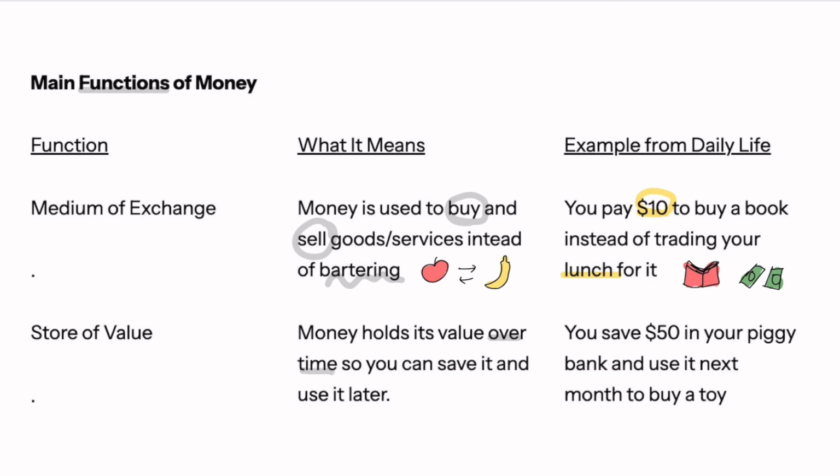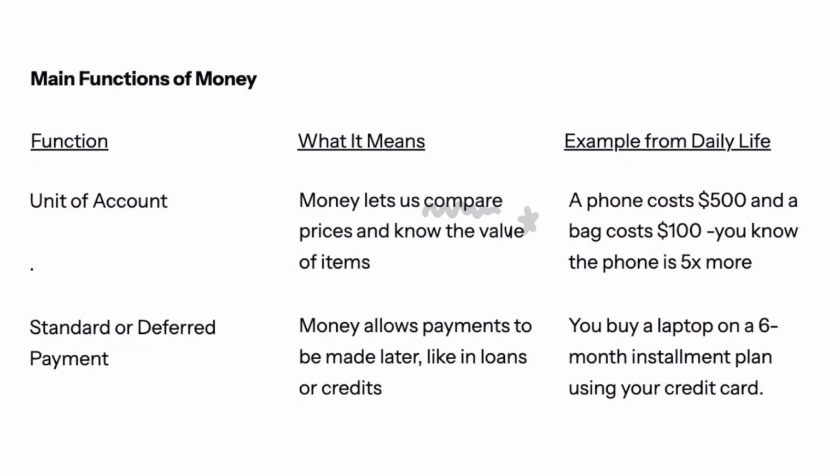Another function we'll talk about is store of value. It talks about how money holds its value over time so you can save it and use it later. And for an example, you can save $50 in your piggy bank and use it the next month to buy a toy.